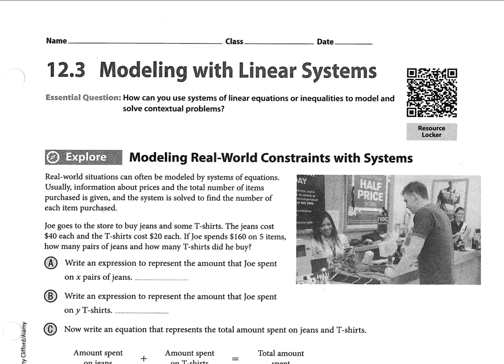Modeling with linear systems. How can you use a system of linear equations or inequalities to model and solve contextual problems? Modeling real-world constraints with systems. Real-world situations can often be modeled by systems of equations. Usually information about prices and the total number of items purchased is given, and the system is solved to find the number of each item purchased.